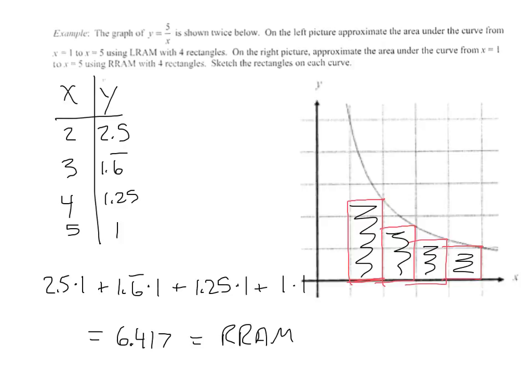And in this case, when I add them together, I get 6.417. That is RRAM using the right-hand side of all these rectangles. And again, that's going to be an underestimate in this case. So the question has to be asked, what would I do to still use RRAM, but to get a better estimate of the area under the curve? That'll be something we talk about tomorrow.